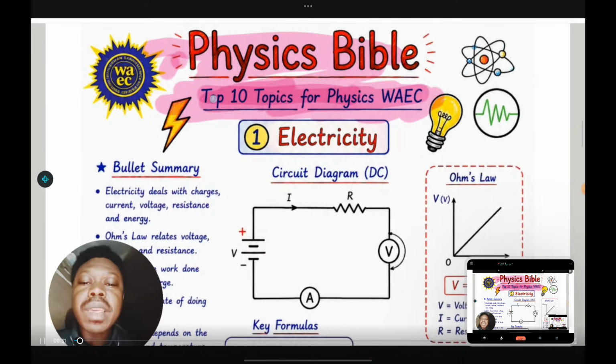You can see I begin with number 1, electricity, because even in practical, you expect one practical question from electricity. Then in section B, you are also going to expect questions from electricity. And in OBJ, you expect 2 or 3 questions under this. I've captured all the topics under electricity and summarized them for you.